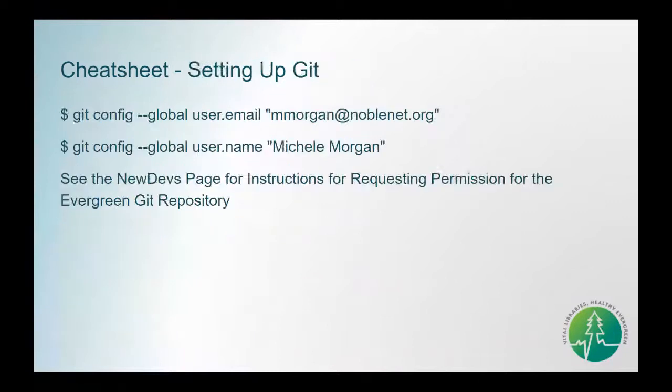Another thing I like to do, especially since I want to get to the point where I can pull down patches from the working Evergreen repository so I can test Launchpad bugs, is to set up Git. Setting up Git for the first time is a little bit involved. I wrote a couple of commands here, the git config to tell it who I am and my email address, but there's a lot of good information on the new devs page regarding how to set up Git and you need to send your Git keys to the Git admin so that they can give you permission to post your branches or your sign-offs to the working repository for testing Launchpad bugs.